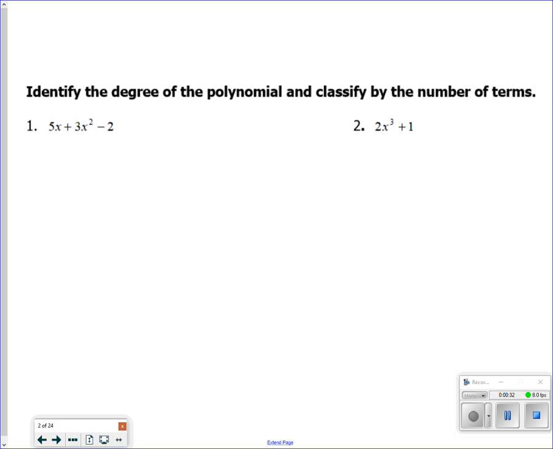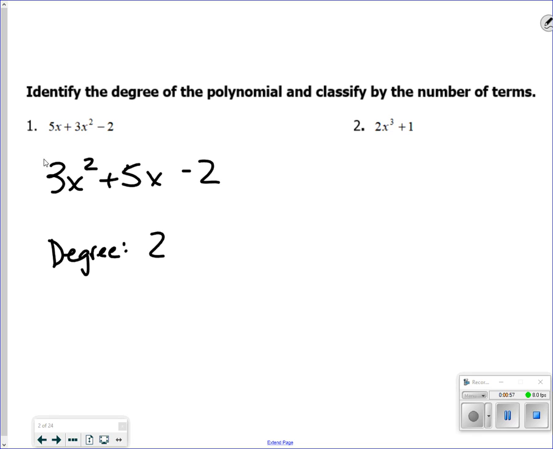So here we go. Identify the degree of the polynomial classified by the number of terms. I also wanted you to put it in standard form. Standard form means that it's in descending order from highest degree to lowest degree. And so this is what we did when we actually did this section, is we put things in standard form. Then the degree is the highest power. So in this case, it has a degree of 2 because we have an x squared. That's the highest one. And then the lead coefficient is the number in front of the highest powered variable. And then classify, because there are 3 terms, it's called a trinomial.